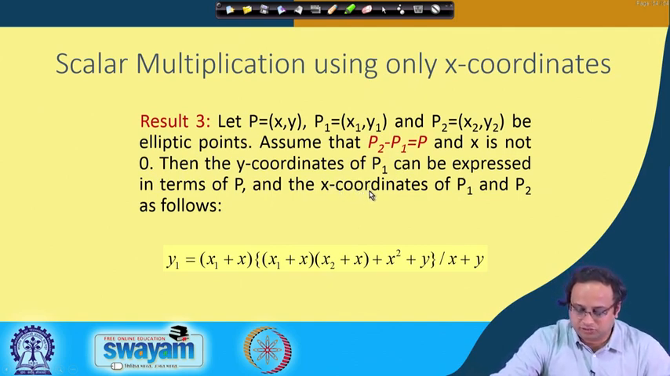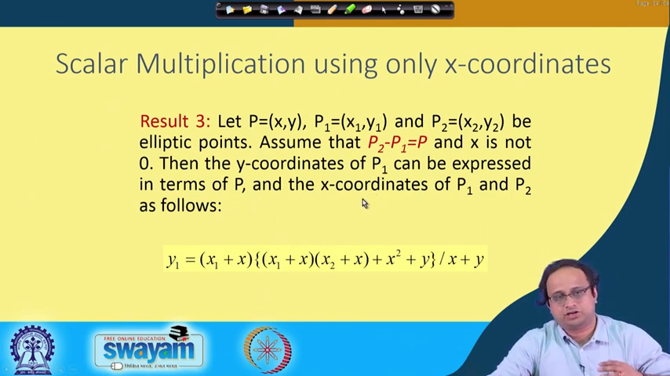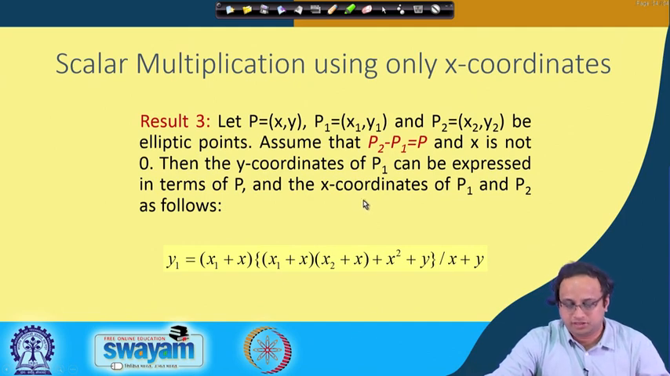And so, therefore, at the end of the computation you have to somehow have that information of y. Using result 3 we can do that. Result 3 says that if P is equal to (x, y) and P1 is (x1, y1) and P2 is equal to (x2, y2), with the elliptic points, assume that P2 minus P1 is equal to P, and x is not 0. Then the y coordinate of P1 can be expressed in terms of P and the x coordinates of P1 and P2 as follows.